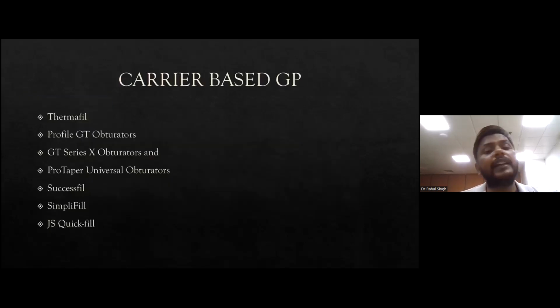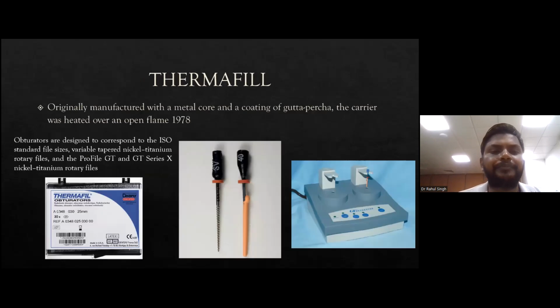Now coming on to the carrier-based GP, examples are Thermafil, ProFile GT obturators, SuccessFil, SimpliFill, or JS QuickFill. The difference is that there are carriers on which the GP is already coated, and those carriers are softened and then put into the canals, and then the excess is sheared off. Let's discuss this in detail.